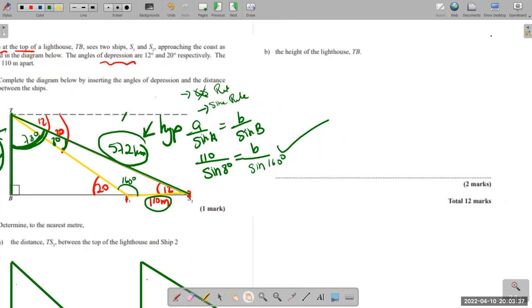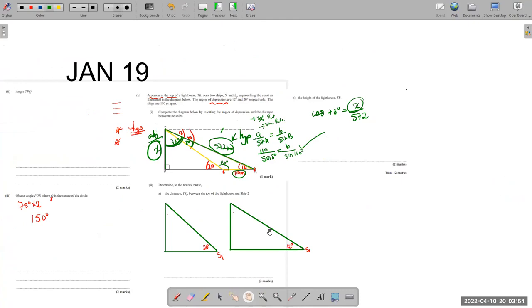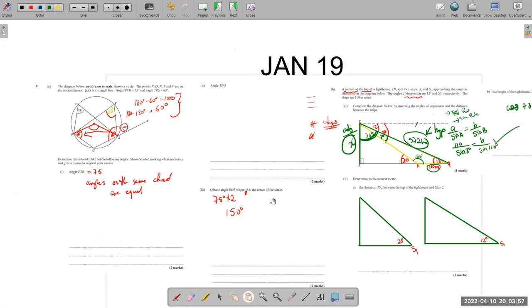So it's going to be cos 78 is equal to X over 572, and you solve for X. All right, guys. We did it. We finished our questions. So to wrap up class, I need you to tell me out of 10 how you feel about question 9. And be honest. How are you feeling about question 9, especially in comparison to before?